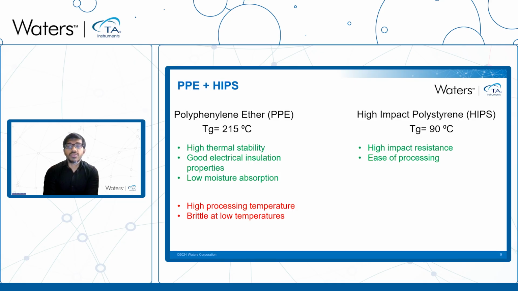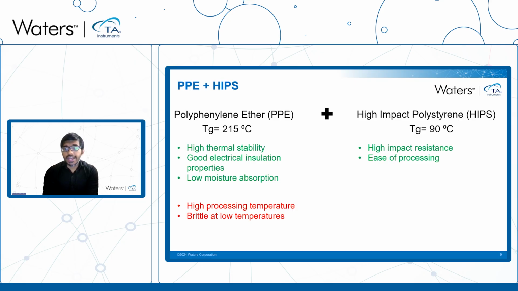For this investigation, we studied the polymer blend of polyphenylene ether, or PPE, and high impact polystyrene, or HIPS. Now, while the PPE material has high thermal stability, good electrical insulation properties, and also low moisture absorption, it also requires high processing temperature, as indicated by the glass transition temperature, or Tg, of 215 degrees Celsius. It is also brittle at lower temperatures. On the other hand, the HIPS material has a lower glass transition temperature, or Tg, of 90 degrees Celsius and has high impact resistance and ease of processing.